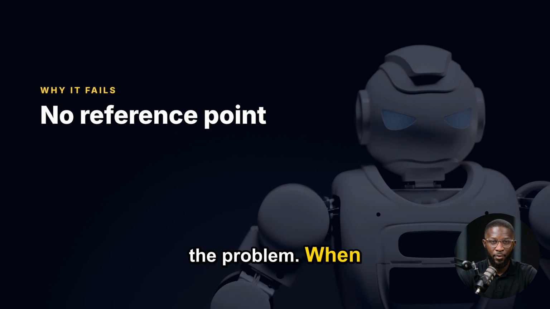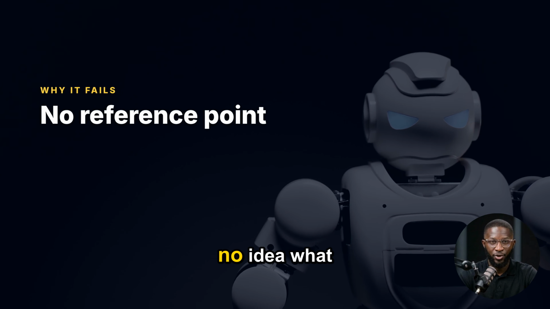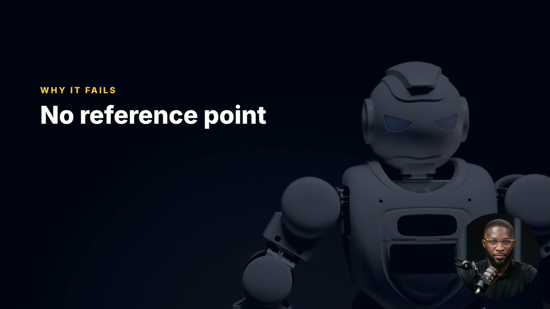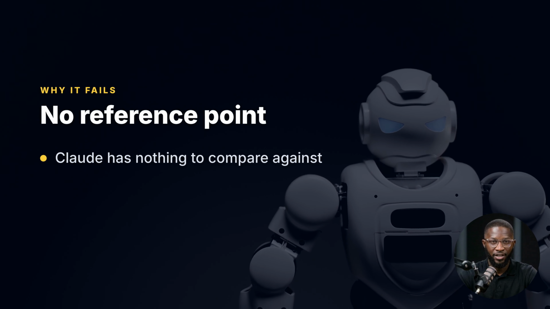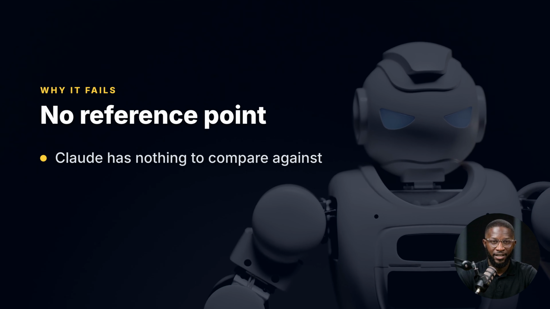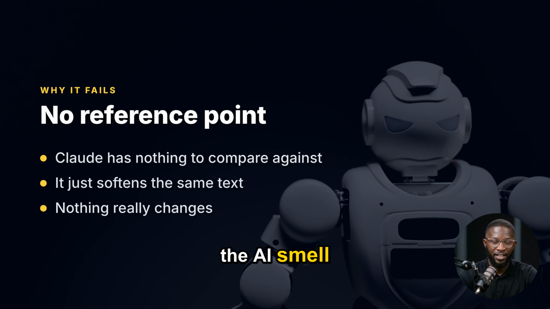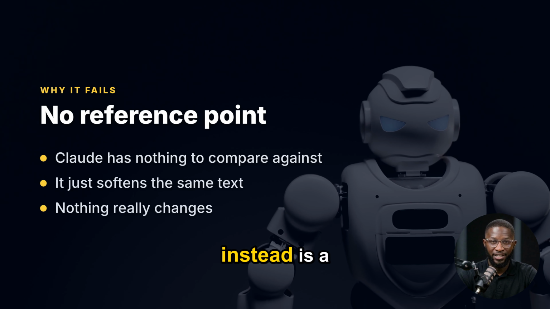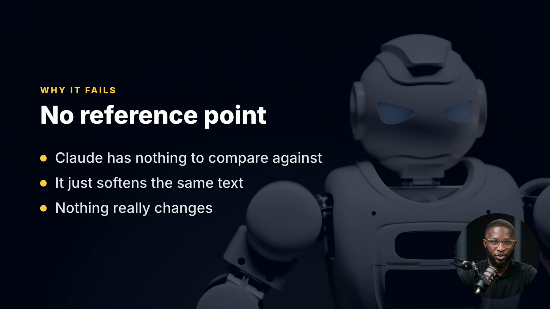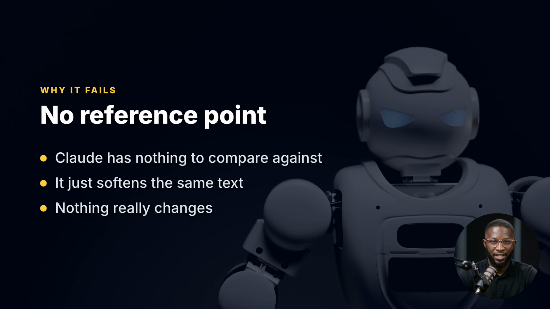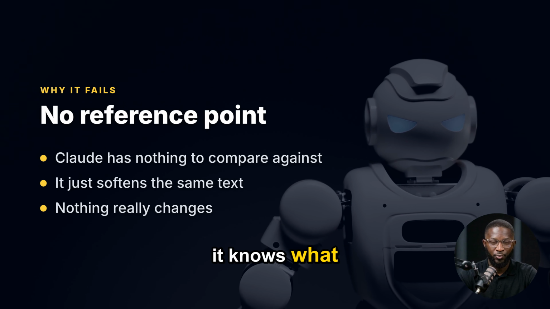Here's the problem. When you type "humanize this," Claude has no idea what "human" actually means to you. It has no reference. So it just takes the same text and softens a few words. The structure stays the same, and the AI smell stays the same. What we need instead is a filter, something that shows Claude exactly what AI writing looks like before it starts, so it knows what to avoid.